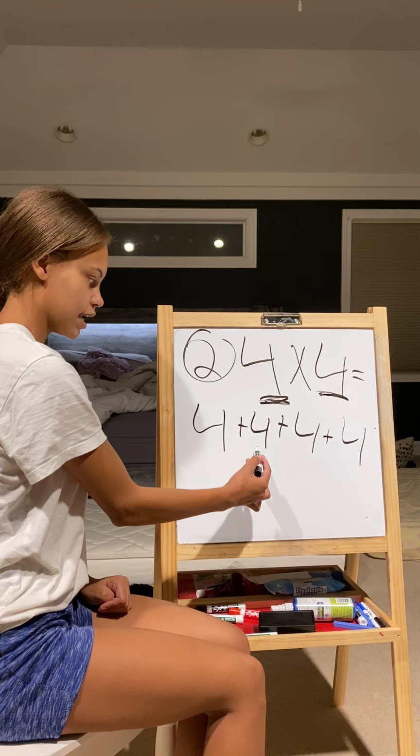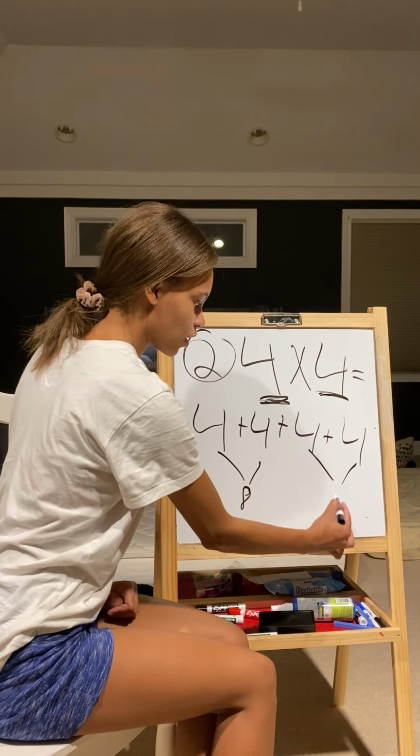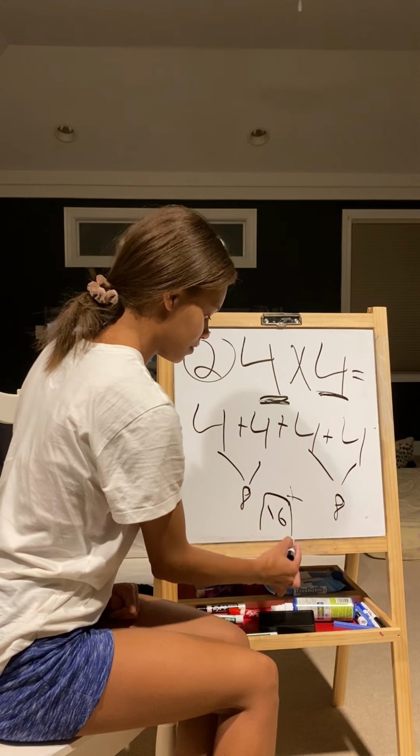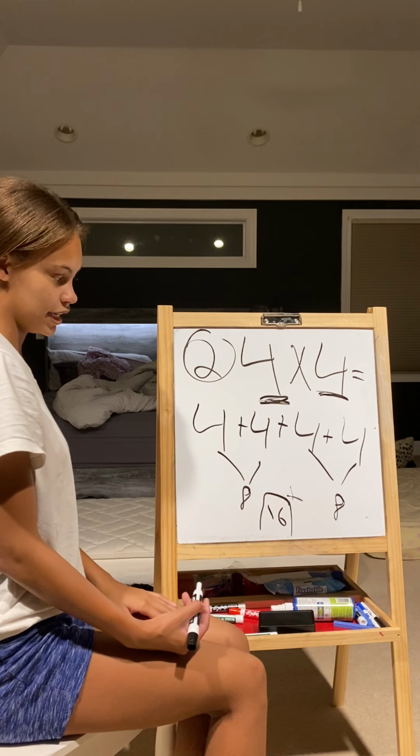So 4 plus 4 is 8. And then 4 plus 4 is 8. And when you add these together, you get 16. Okay? So 4 times 4 is 16.